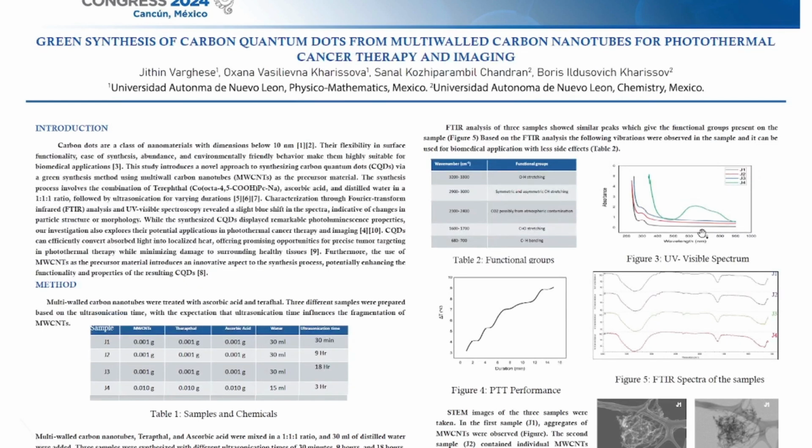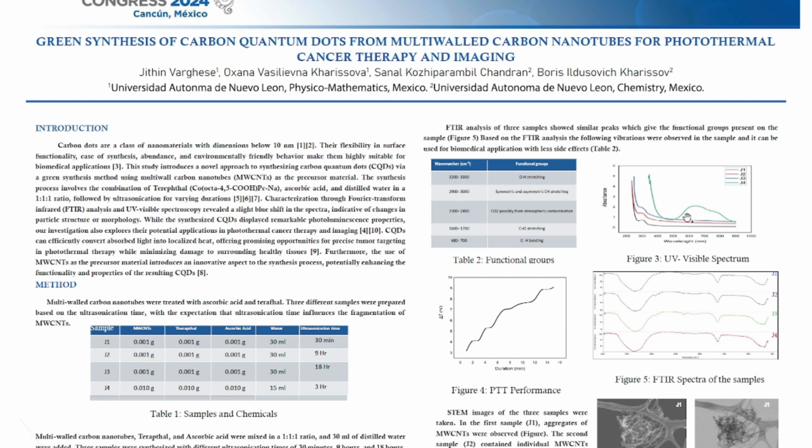First we can go to the UV-visible spectrum. Here the UV-visible spectra of all four samples were analyzed. The black color is for J1, red for J2, blue for J3 and green for J4. We can see that there is a peak in the UV region for J1 to J3. Also, as the ultrasonication time increases, there is a small blue shift, which is attributed to the size reduction of these particles.